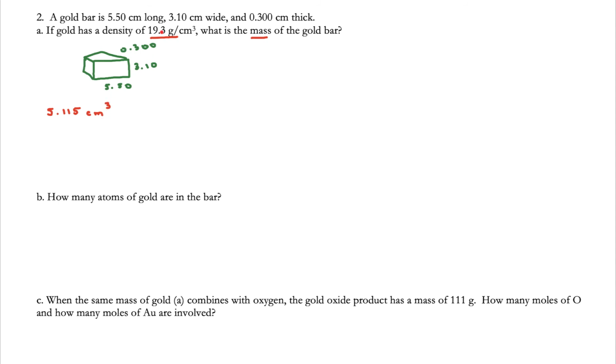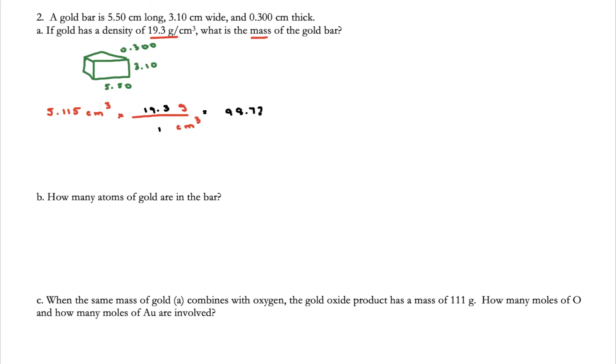You can either plug these two values, the density and the volume, into your density formula, or I actually prefer to do one step of dimensional analysis. So I'm in centimeters cubed. I want to get out of centimeters cubed, so I'm going to put centimeters cubed on bottom, and I want to get into grams because it's asking for the mass, so I'm going to put grams on top. The relationship here, grams per centimeter cubed, is my density. So I have 19.3 grams for every 1 centimeter cubed. I'm going to take 5.115 and multiply that by 19.3, and that will give me my mass, which is 98.72 unrounded.